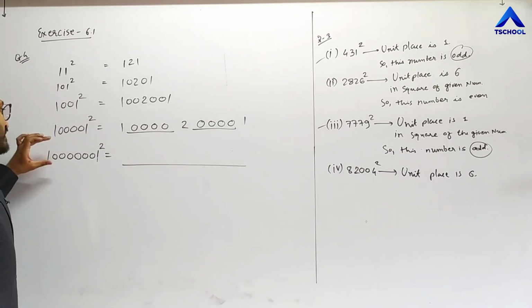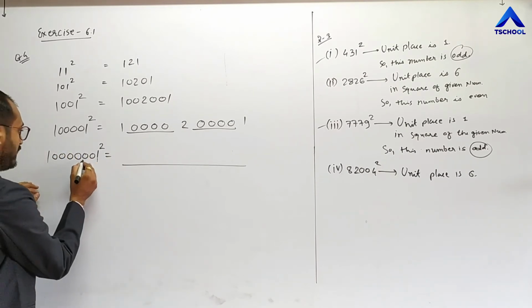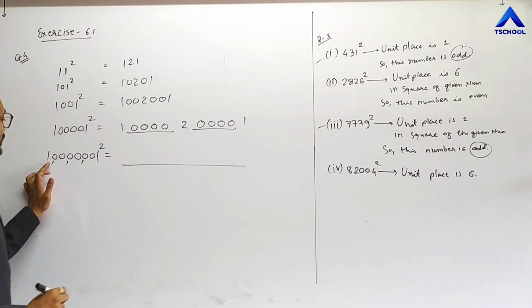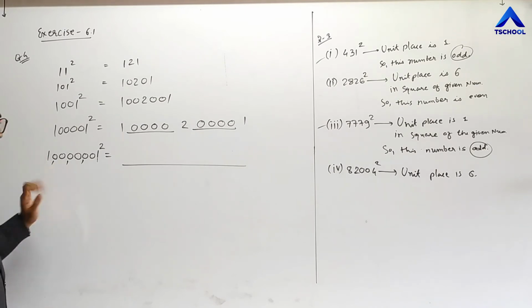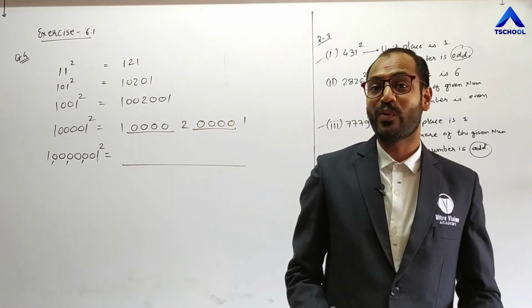So how can you obtain the square of the given number? Here this number contains 1 crore. Square of 1 crore and 1 number. There is 1 lakh, 10 lakh and 1 crore. So 1 crore and 1 square. So how can you obtain this square number?